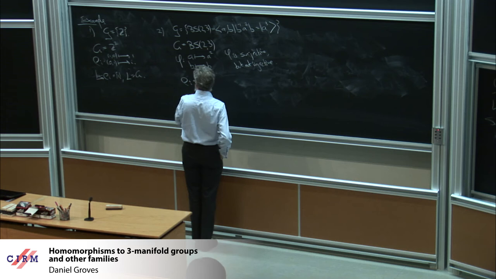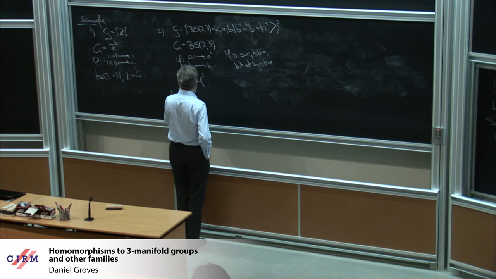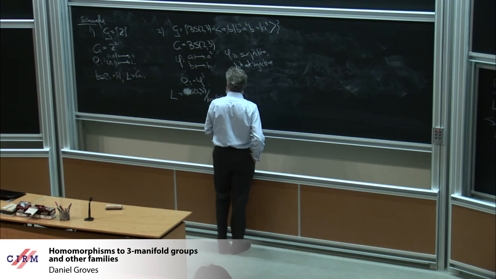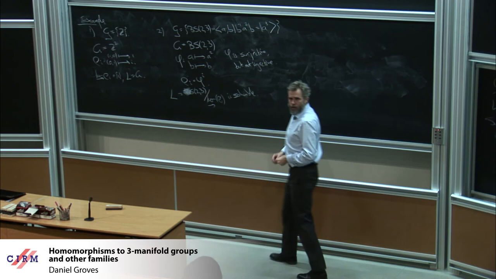So I learnt this: L, the quotient of BS23 by the stable kernel of these rho i's, is solvable. It's abelian bicyclic. And it really doesn't have many homomorphisms to BS23 at all.